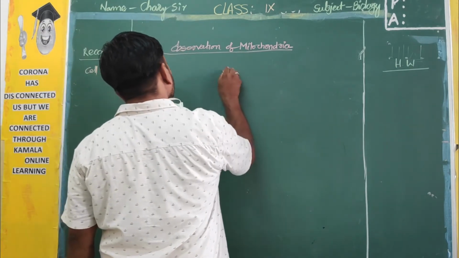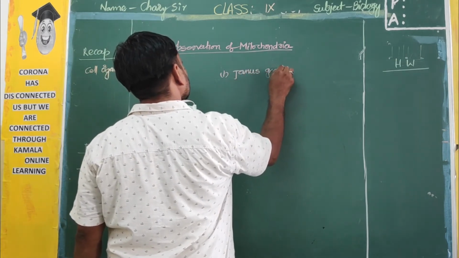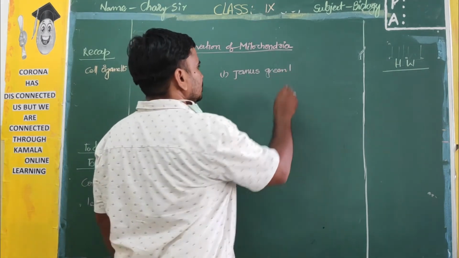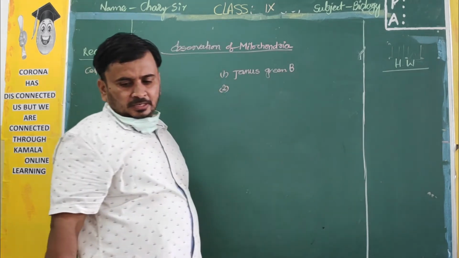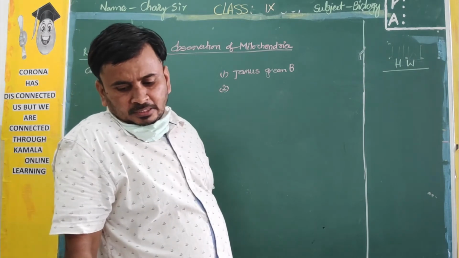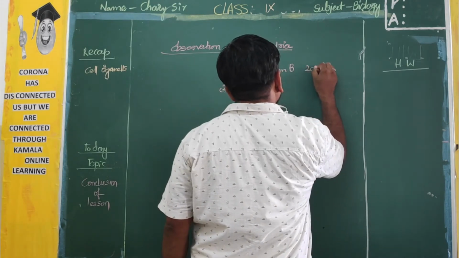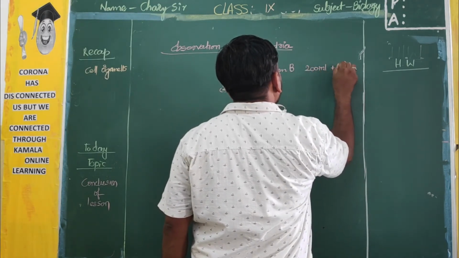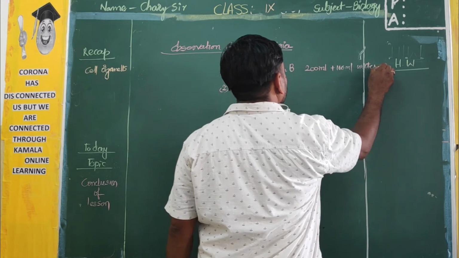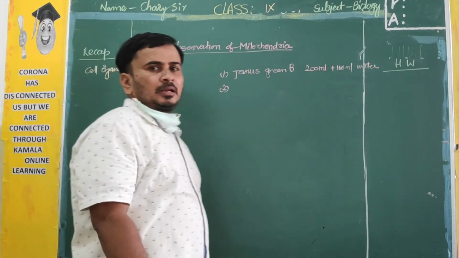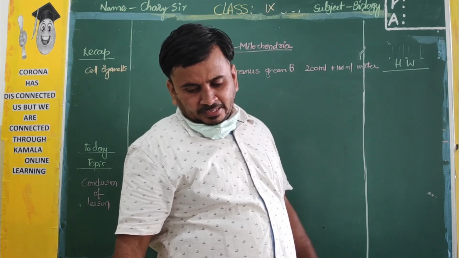Make a solution of Janus green B. Mix 200 milligrams of Janus green B in 100 ml of water. How much do you have to take? 200 milligrams of Janus green B in what? 100 ml of water. So these 200 milligrams of Janus green B are mixed with 100 ml of what? Water.